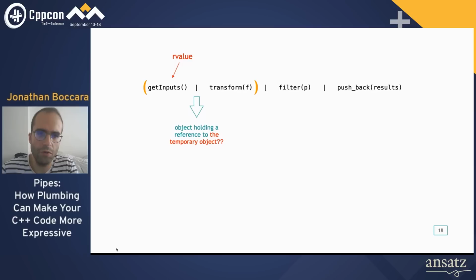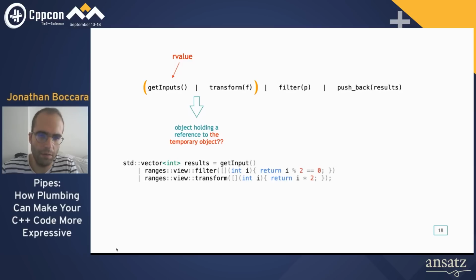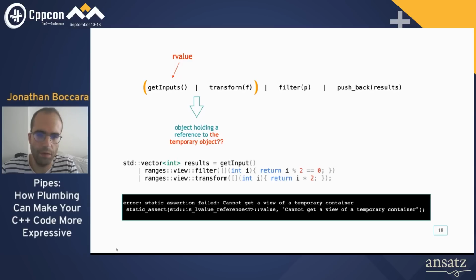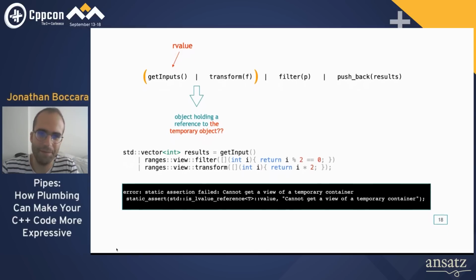Now, ranges have this pipe operator. So how do ranges manage to do that? The thing is, when you try to do that with ranges, you get a static assert, which is a very expressive error message, by the way, that tells you that you should not use an R value. So this is just a trade-off. The pipe operator makes using R value more complicated than the greater equal operator.